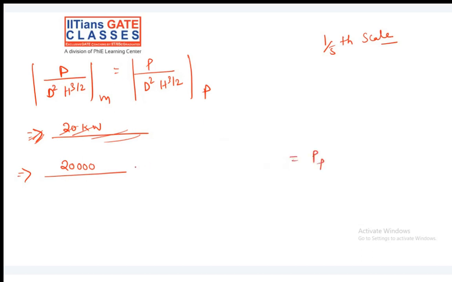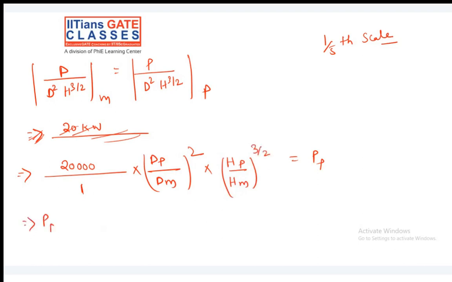So what I can do is multiply by D of P upon D of M, whole square. Can I write? Yes, now the prototype relation has gone to this side. So prototype is on the upper side and model is on the lower side. Similarly, H of prototype divided by H of model to the power 3 by 2. We can see.